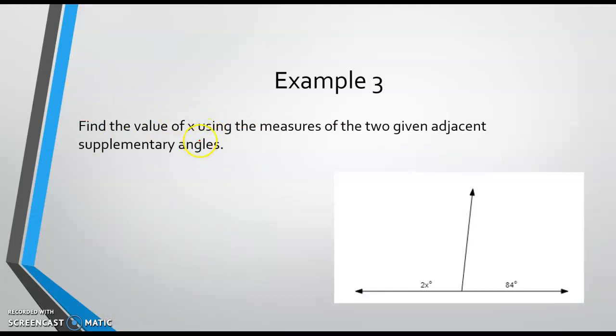All right, so find the value of x using the measures of two given adjacent supplementary angles, so that means 180 degrees. In the picture, we have 2x plus 84, and that would equal 180 degrees. I also know these are supplementary because they create a line. So when we have supplementary adjacent angles, we call those a linear pair. So if you hear me talk about a linear pair, that's when we have two angles that create a line. All right, so then from here, we're just going to solve.